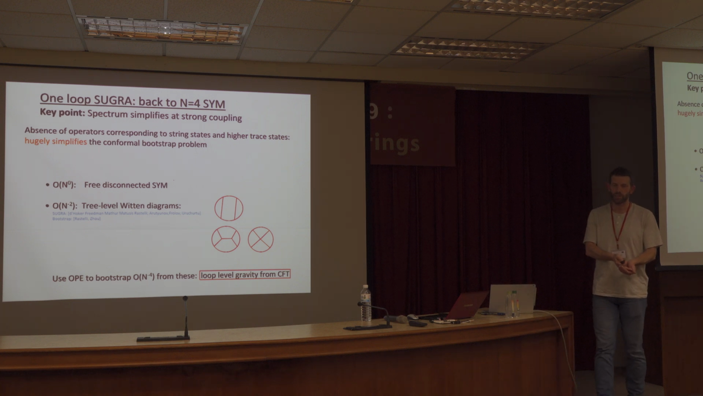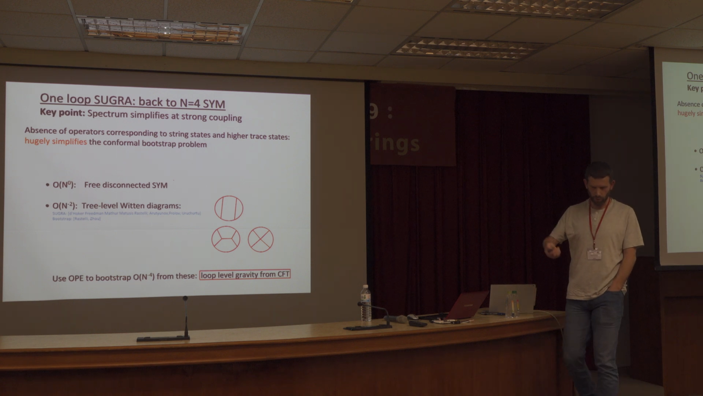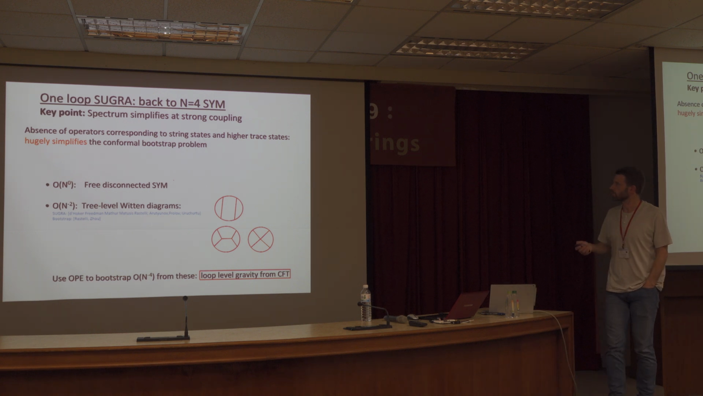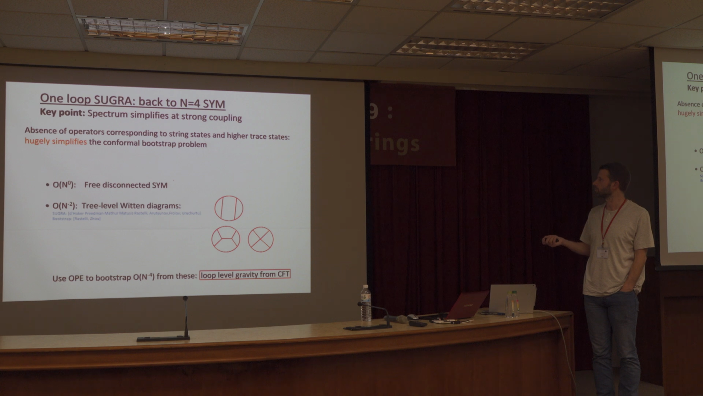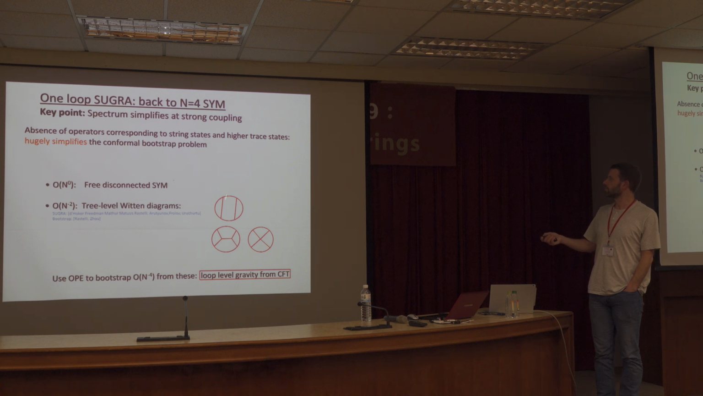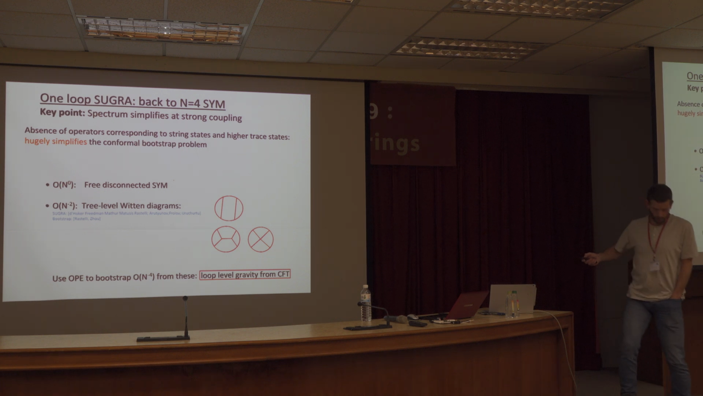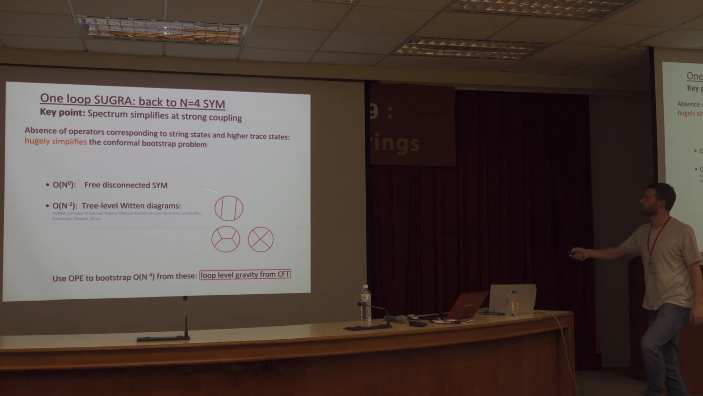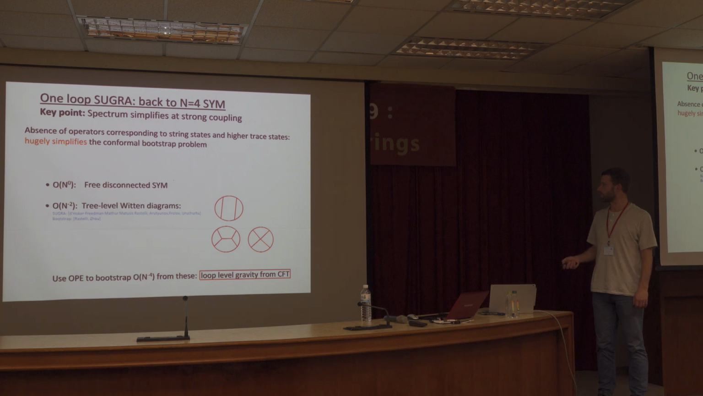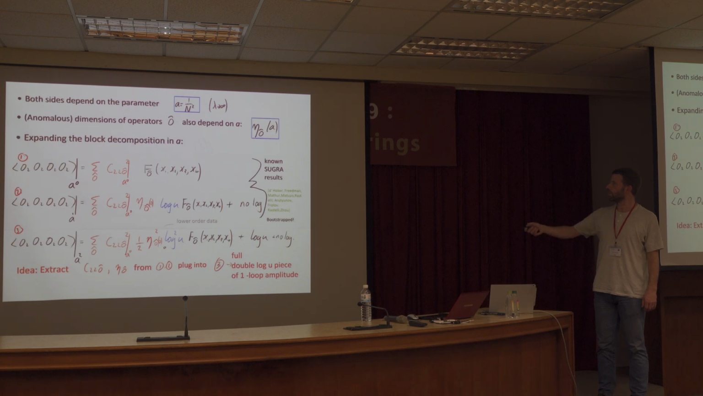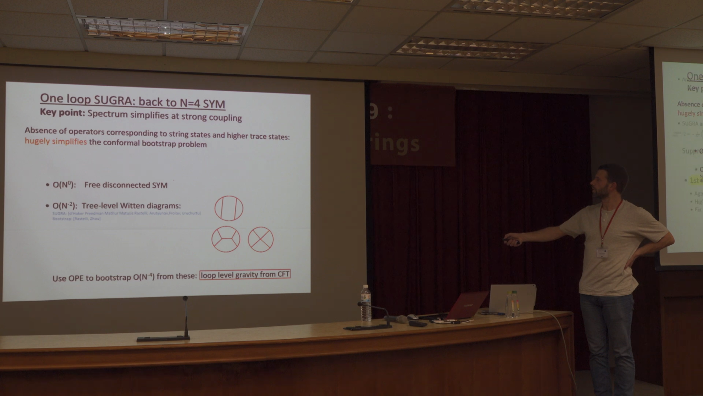And now the second part is to try and deduce the one loop quantum gravity term in 2B supergravity from N equals 4 Yang-Mills bootstrap ideas. But again, it's just using the OPE, really. So I'll try and give you the key point in a second. But here, in order n to the 0, on the gravity side we have free diagrams. Order 1 over n squared, we have tree-level Witten diagrams. And now we want to bootstrap the loop Witten diagram, the order 1 over n to the 4, from these.